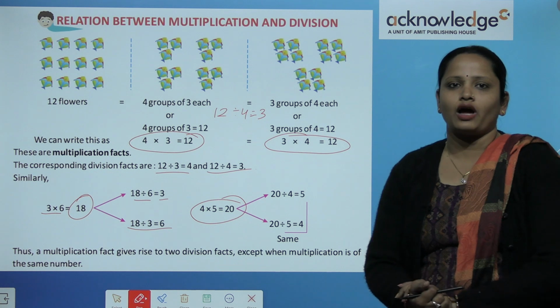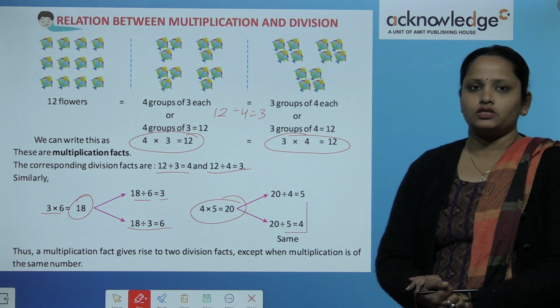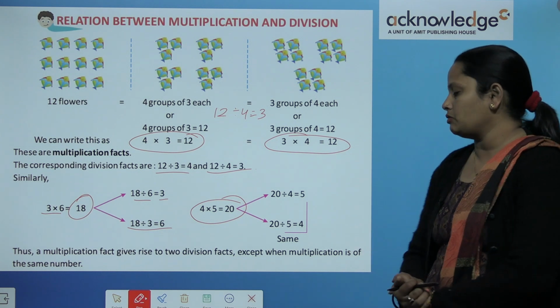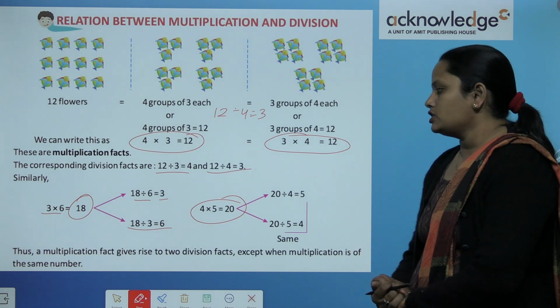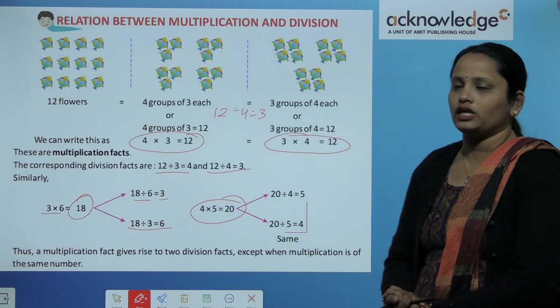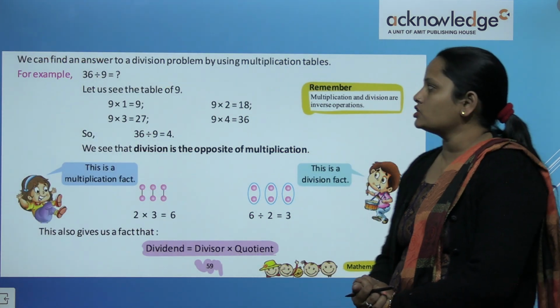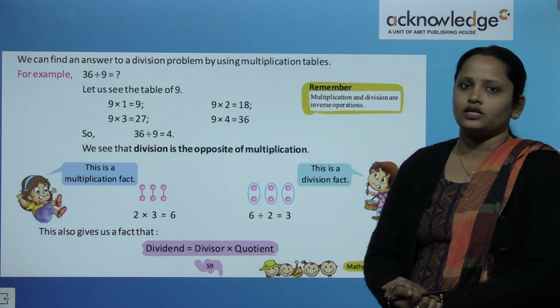Thus the multiplication fact gives rise to 2 different division facts except when multiplication is of the same number. जब same number को multiply करते हैं तब एक ही division fact होता है, नहीं तो 2 division facts होते ही हैं. We can find an answer to a division problem by using multiplication table.